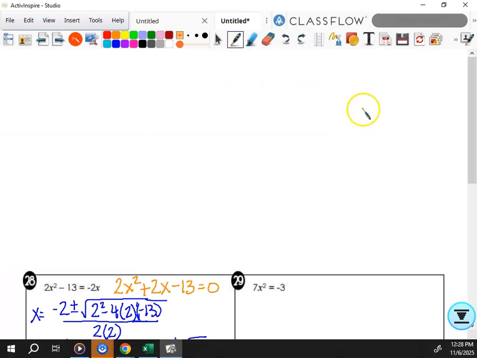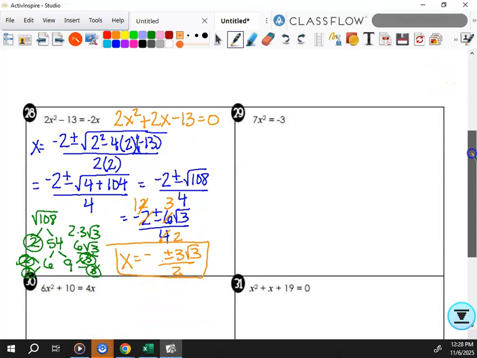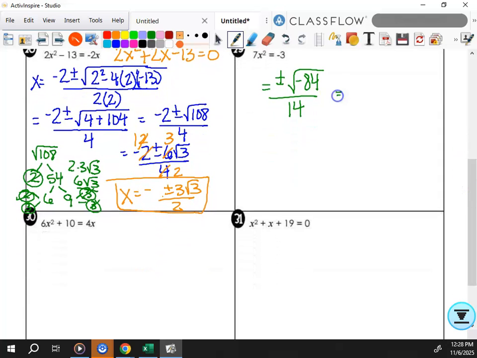All right. I'm not going to start that one from scratch. I will put where I was there. I know where I was, at least. I was at plus or minus the square root of negative 84 over 14. Okay. And then I simplified the square roots, and I got 2 square root of 21. So this is equal to plus or minus 2 square root of 21 over 14. Y'all agree with that?